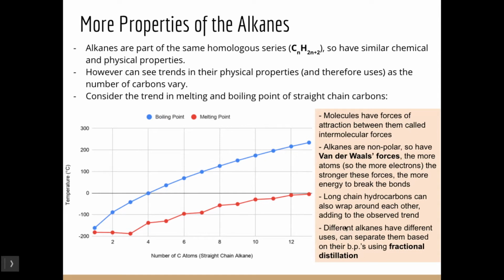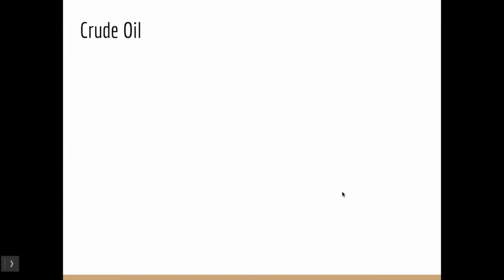So we can use these hydrocarbons as fuels as well as for other uses, and they can be separated based on their boiling points, using something called fractional distillation. We want some hydrocarbons for some jobs, other hydrocarbons for other jobs. We can separate them through fractional distillation, which we'll look at in just a second.